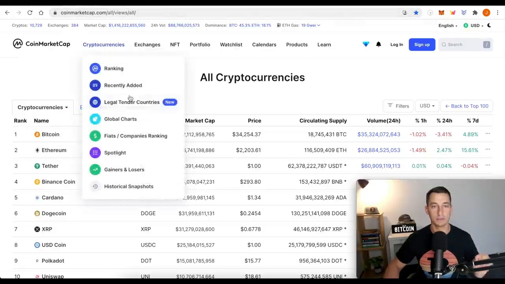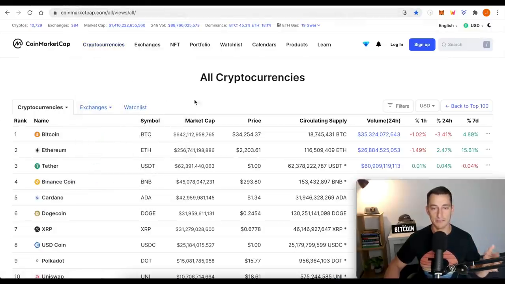So let's have a look at the market caps that we're currently sitting at and the prices. Ethereum around 2,200, Bitcoin around 34,000, Cardano, one of our favorites, $1.34.